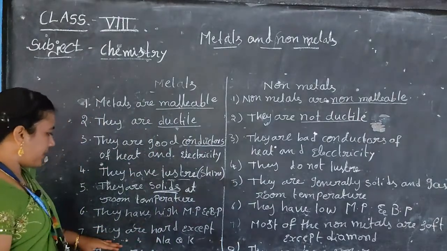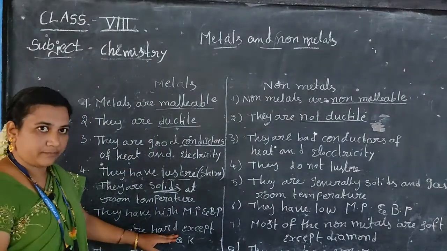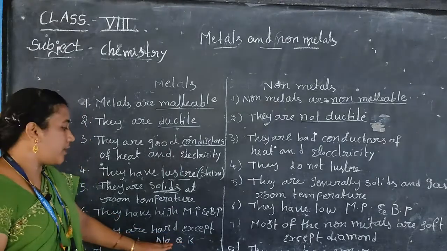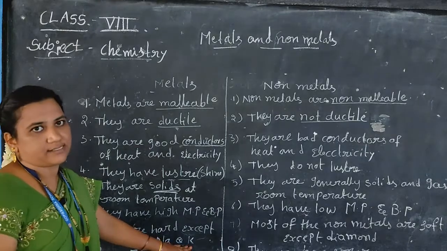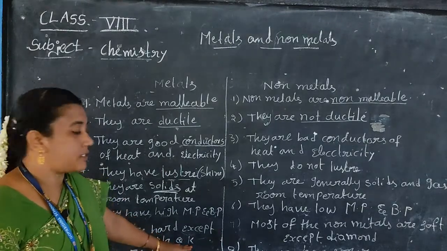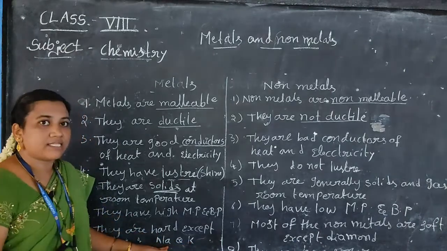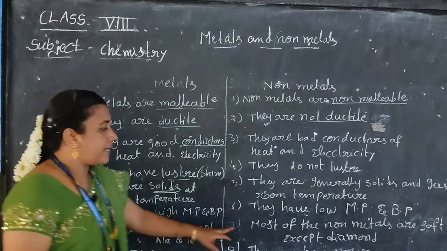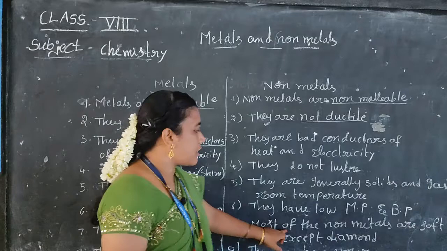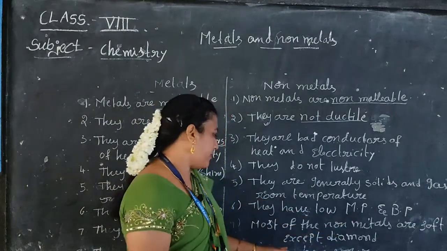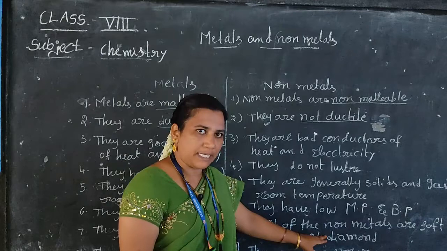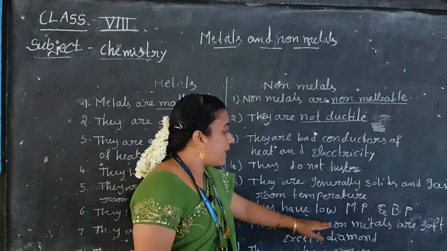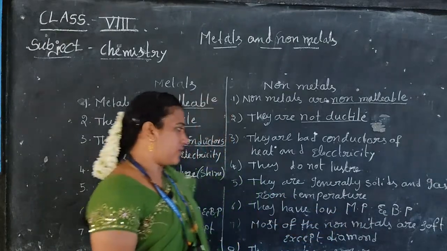Coming to the next property, metals are very hard, except sodium and potassium. These two are very soft metals; we can cut them with a knife. But the remaining metals are hard. Next, coming to the non-metals, most of the non-metals are soft except diamond. Diamond is a non-metal, yes or no? This diamond is a very hard non-metal, but the remaining non-metals are soft in nature.